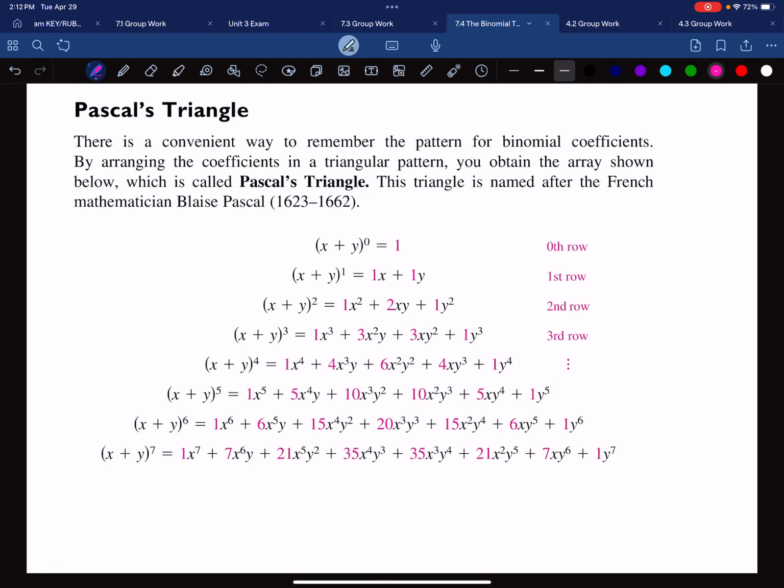So you can use Pascal's triangle to find your binomial coefficients as long as it's not too big of an expansion, right? If you're doing something like x plus y to the 20th, this would be a pain because you have to start from the 0th row and build your triangle out to the 20th row, and that can get a little time consuming.